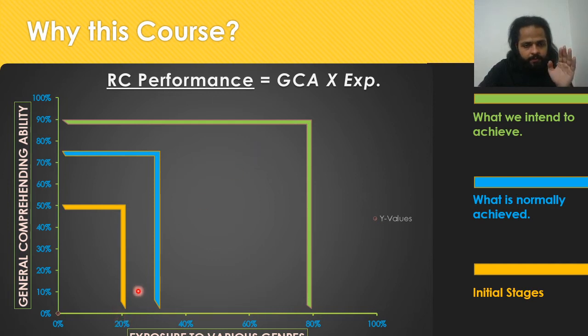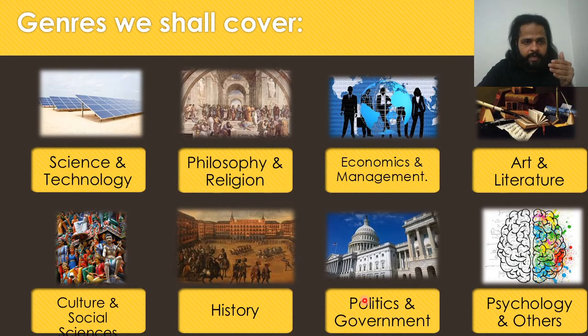Instead of just leaving to chance the amount of exposure that you get during your preparation, we will be taking special efforts to increase your exposure, to make sure that it is not limited to a meager 30%, but instead at least 80%. We ensure that we solve passages from multiple genres, like science and technology, philosophy and religion, economics and management, art and literature, culture and social sciences, history, politics and governments, psychology, and many others. These are only some of them that I've listed here.